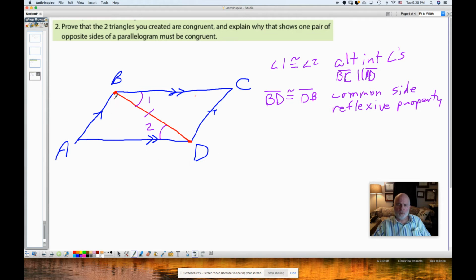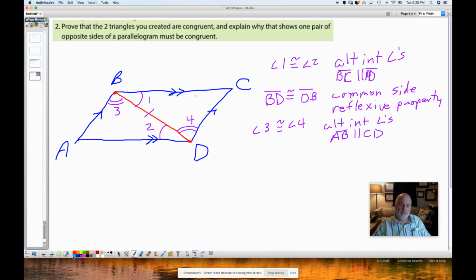Third, we know that this angle, which we'll call angle 3, is congruent to this angle, angle 4, because the transversal crosses these parallel lines. So angle 3 is congruent to angle 4. Why? Because they're alternate interior angles formed by a transversal crossing parallel lines AB and CD.